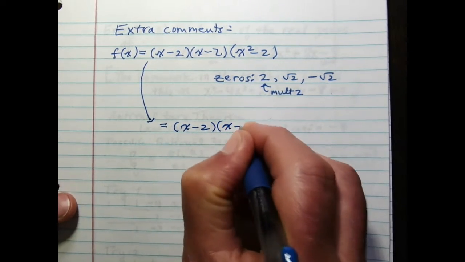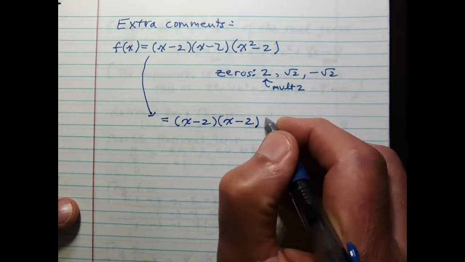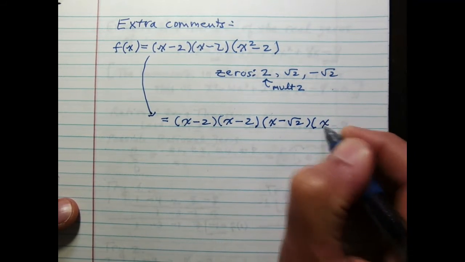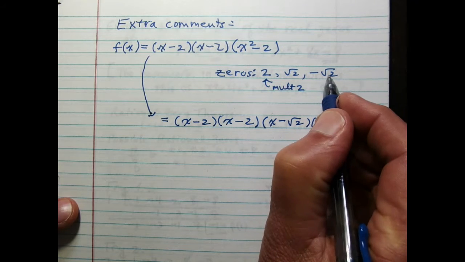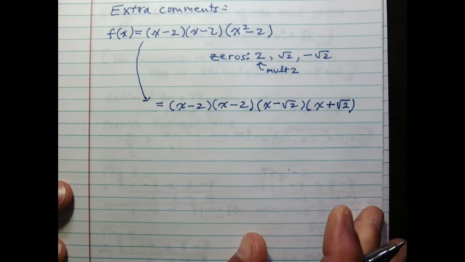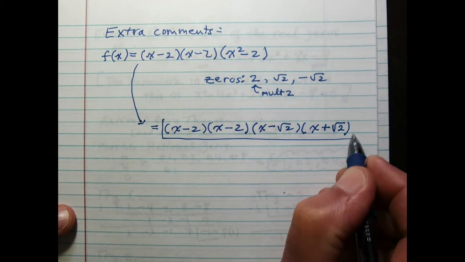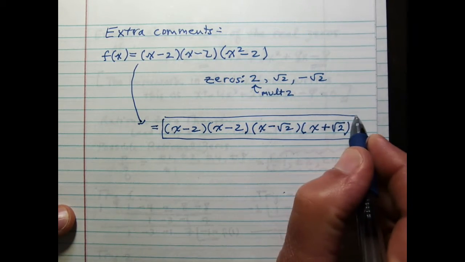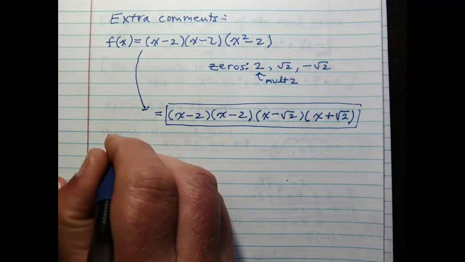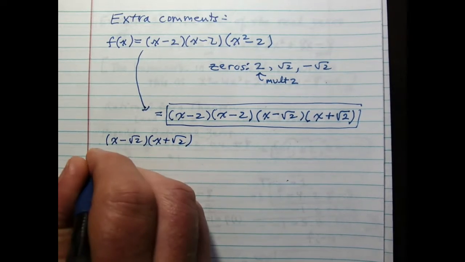So I have x minus 2 times x minus 2. Because these are zeros, x minus square root of 2, and now x minus a negative square root of 2, which will be x plus square root of 2. Here is a fully factored form of our original fourth degree polynomial. If you don't believe me, just imagine what would happen if you multiplied this out.